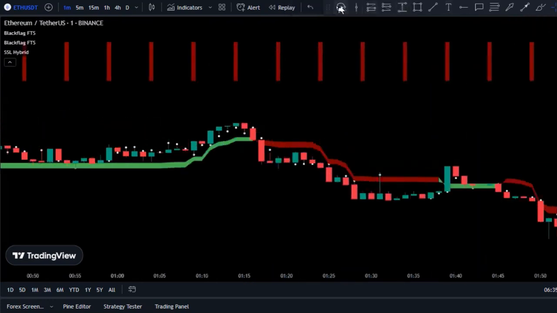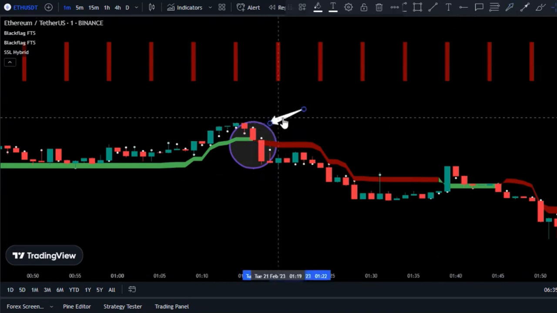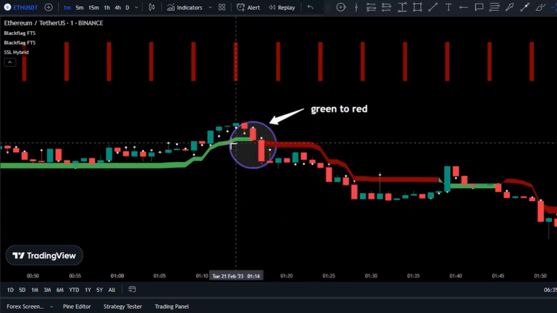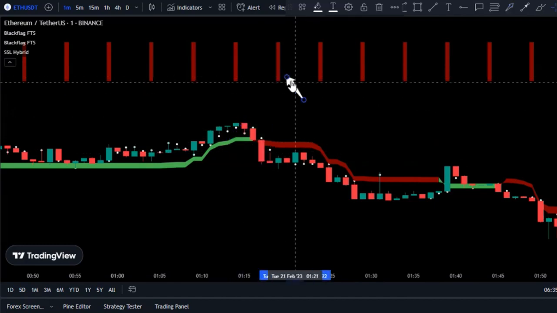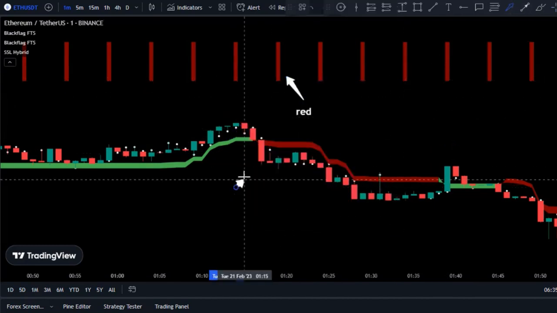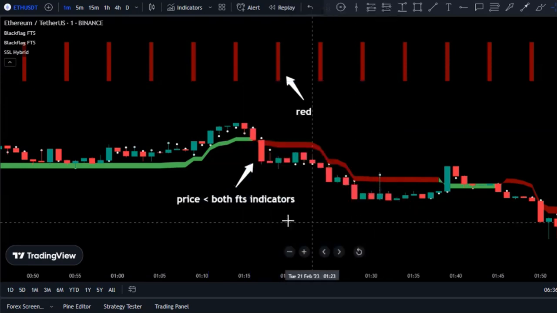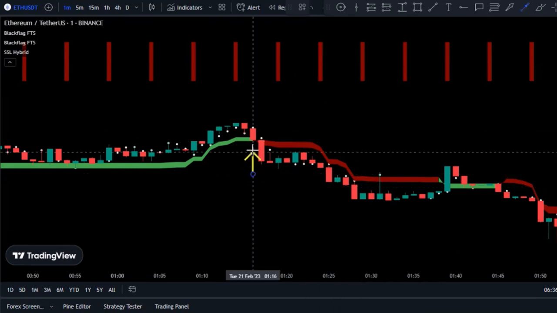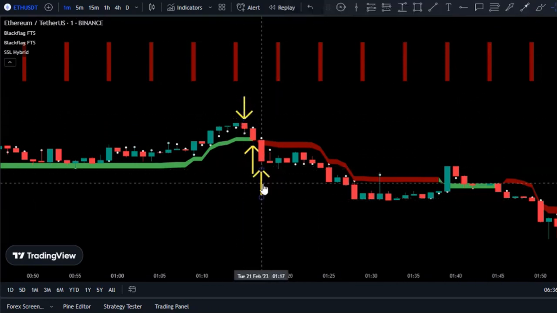And exactly the opposite is true for the sell trade. To enter a sell trade, the FTS plot's background must first change from green to red. And then the second FTS should be red and the price action should be below both FTS indicators. And for the final confirmation, we can enter the trade when a dot appears above the signal candle or the candle before or after that.